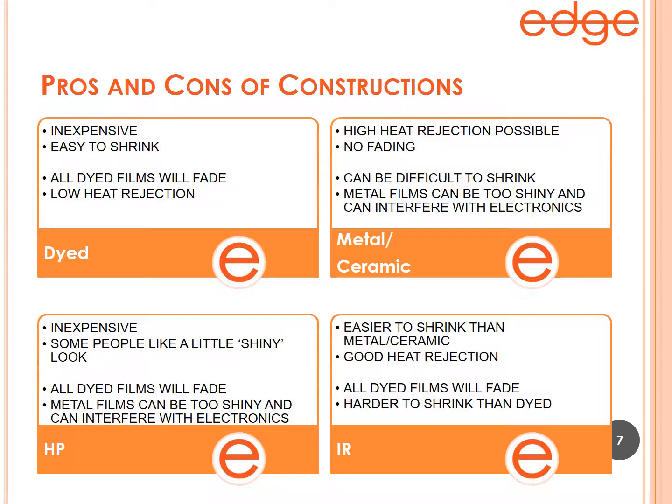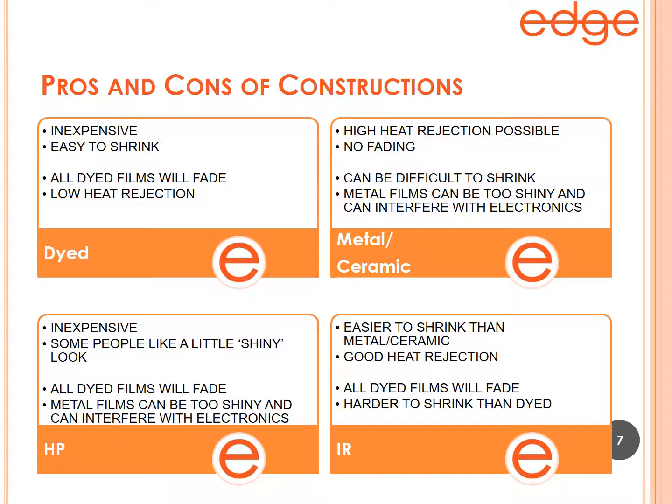What about these HP films that combine dyed and metal films? Well, like the dyed film, they're relatively inexpensive, and actually some people like a little shiny look, so that would be a pro to an HP film. HP films that have dyes, again, all dyed films will fade. So you have to pay attention on a HP film with a dyed film layer. What's the warranty? Will it fade enough and fast enough to be a problem? And even though HP films are a combination of dyed films and metal films, the metal film layer can at times be too shiny, just like a pure metal film, and it can at times interfere with electronics, so you need to be aware of that.